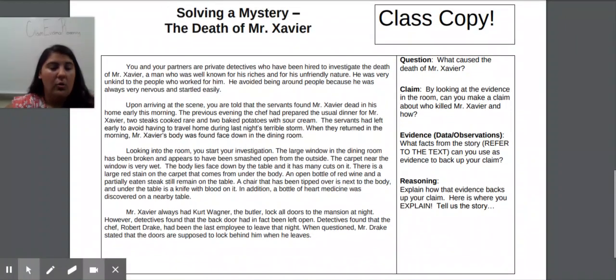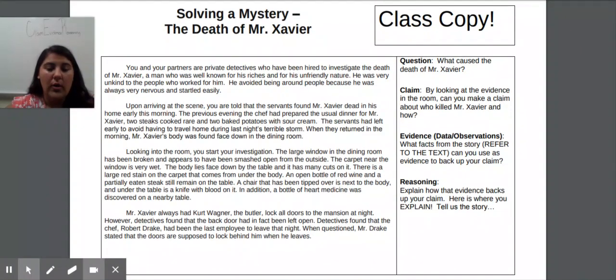So what I want you all to do is go ahead right now, write your claim. Be thinking about the evidence, because in order to have a claim, you have to already have some evidence in mind. So be thinking about your claim, evidence, and reasoning, and then we're going to put it all together once we meet as a whole class for Zoom.